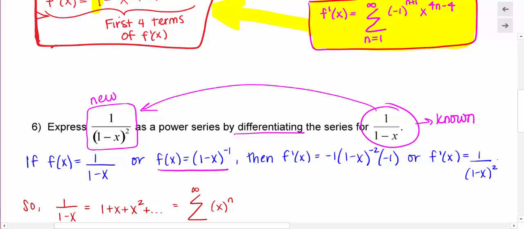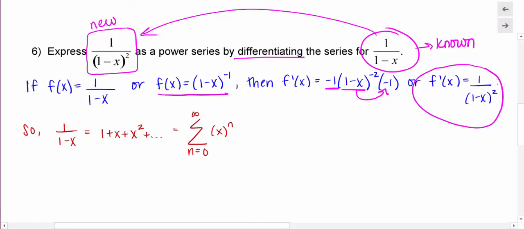So if this is my f, then f prime, I'm going to use chain rule here. So I brought down my -1, keep your base the same. Now it's to the -2 because I subtracted 1 from my exponent times the derivative of what's inside. And so f prime of x is in fact that derivative. So if I know this series, so here's my known series that I'm working with, I can take the derivative of that to come out with this new series.